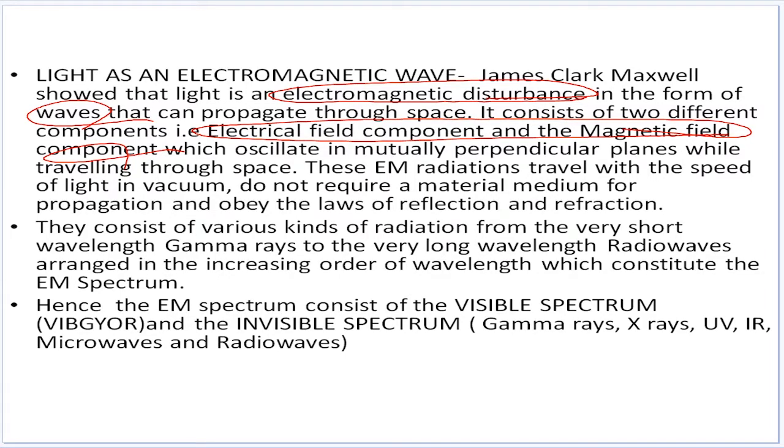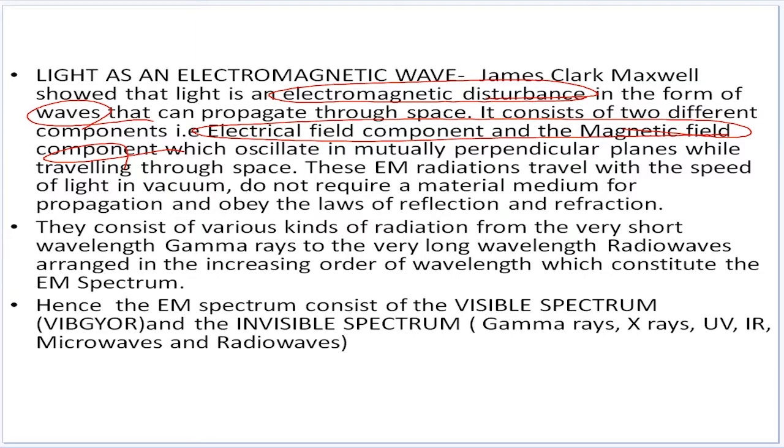Well, these electromagnetic radiations travel with the speed of light in vacuum and do not require a material medium for propagation, and obey the laws of reflection and refraction. Although these electromagnetic radiations are composed of different types of waves, all of them travel with the same speed, that is 3 into 10 to the power 8 meter per second in vacuum. They do not require any material medium for the propagation and obey the laws of reflection and refraction, just like that of the visible spectrum that we see.